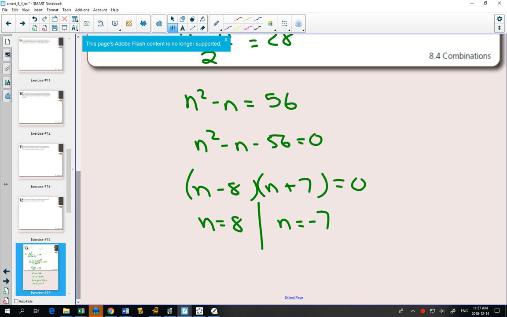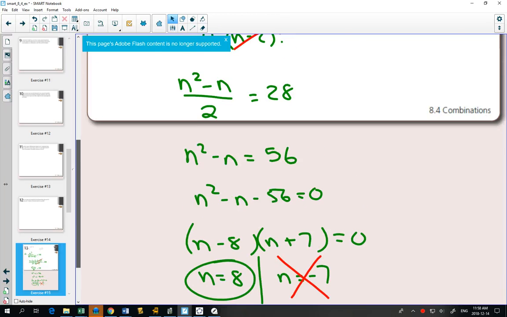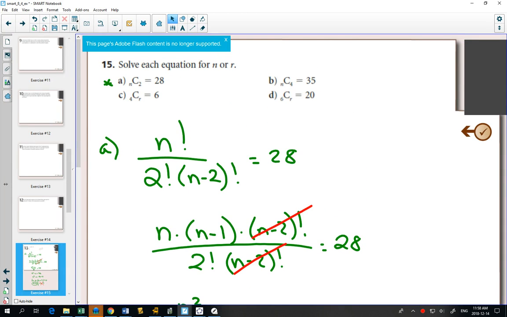On your final exam, when you solve it, you need to show that this one is not possible. You need to put an X through it. It is not okay just to write one answer and not show the other answer with an X through it. They take off a half a mark for that on your final exam. Show that you understand that you can't have a negative factorial. The only answer is n equals 8. For the other ones, they wouldn't be algebraic. You could guess and check.